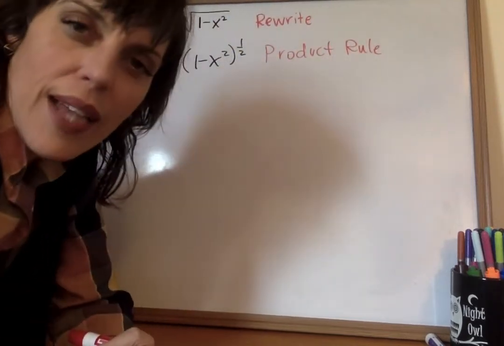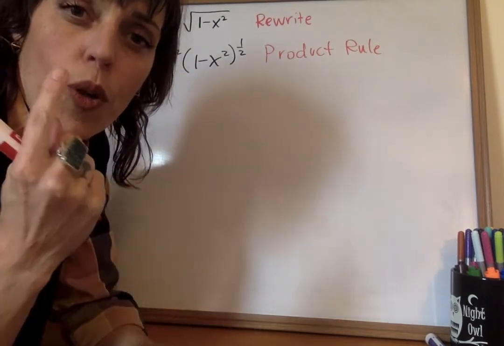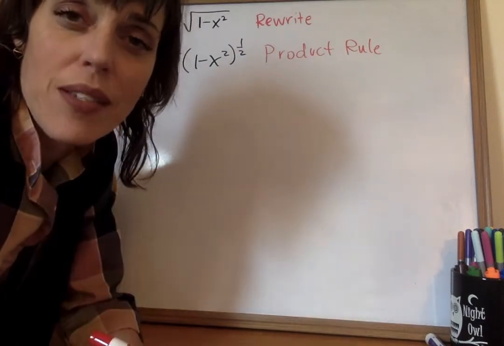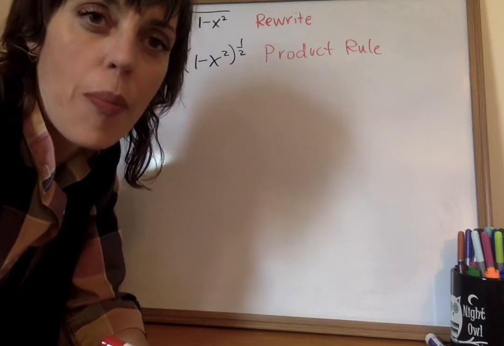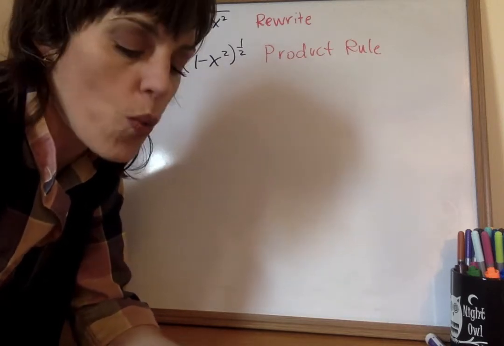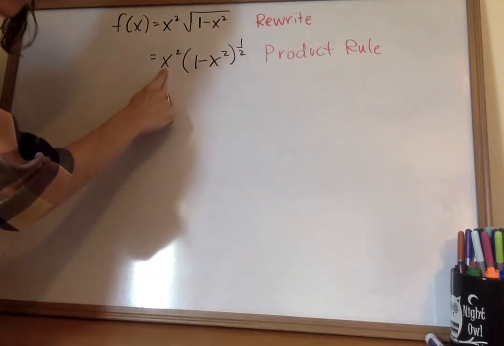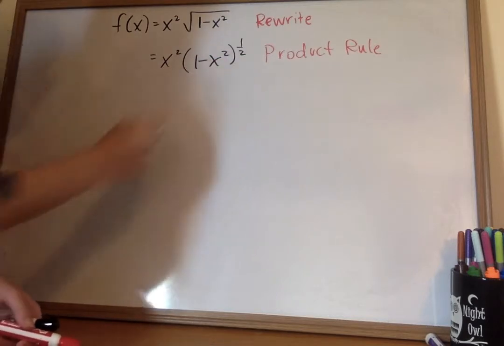And I actually really like that we're doing these right now because we're going to have a test coming up over power rule, product rule, quotient rule, and chain rule. And we essentially are going to be using all of those in these problems coming up. So it's a nice review for what's happening. So we're going to use the product rule because what I see is I'm multiplying two things together. I'm multiplying x squared times (1 minus x squared) to the 1/2 power.